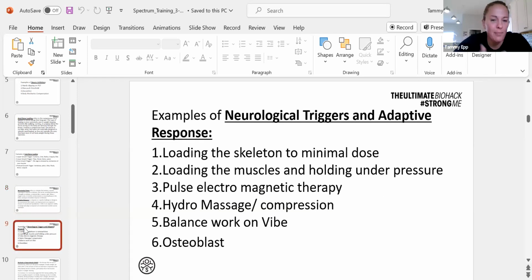So, examples of neurological trigger and adaptive response. We kind of went through these: loading the skeleton to minimal dose, loading the muscles, and holding under pressure. I'm going to come back to number 2. Actually, let's go here: loading the muscles and holding under pressure.